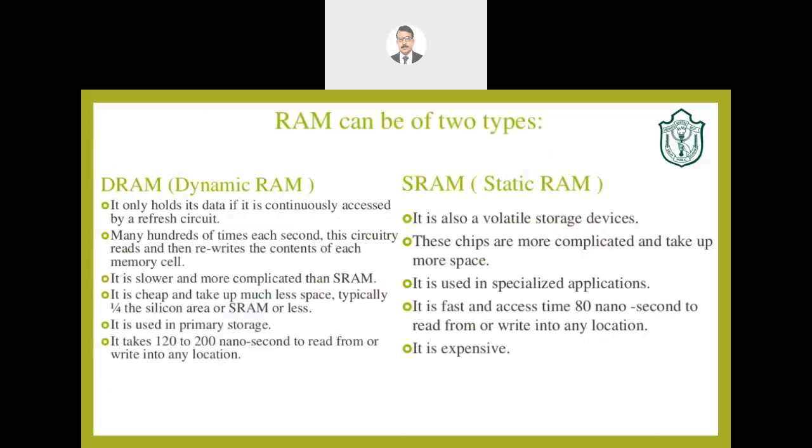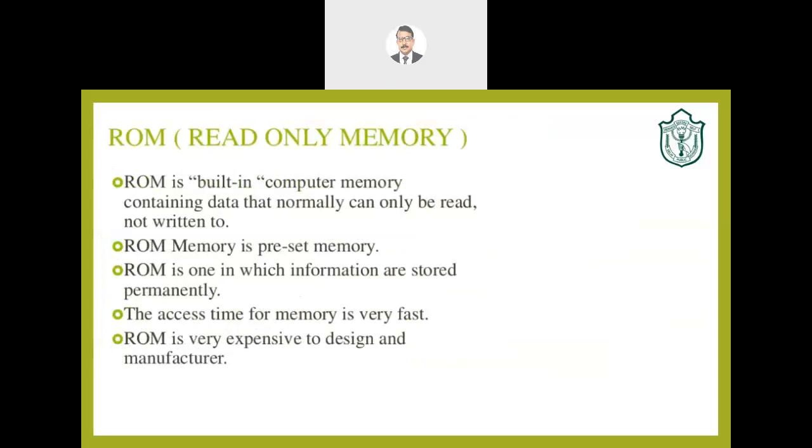RAM can be classified into two types, that is DRAM and SRAM. SRAM is more advanced than DRAM and it takes less time, and DRAM takes longer time to read and write from the location.